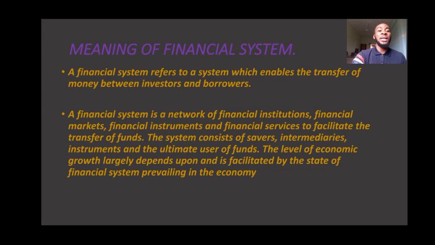Then let's consider the definition of financial system. What is then financial system? A financial system refers to a system which enables the transfer of money between investors and borrowers. Or you could say it is a system that enables the transfer of money from the lenders to the borrowers. Still makes sense. The next definition says a financial system is a network of financial institutions.